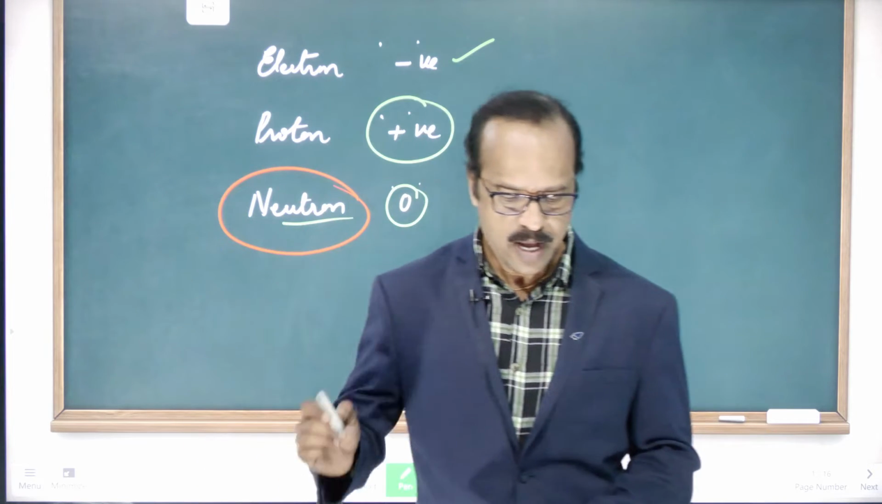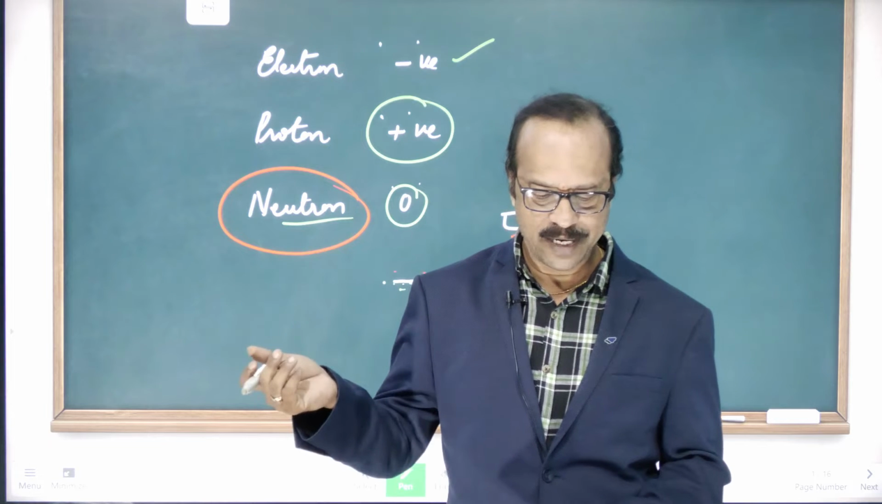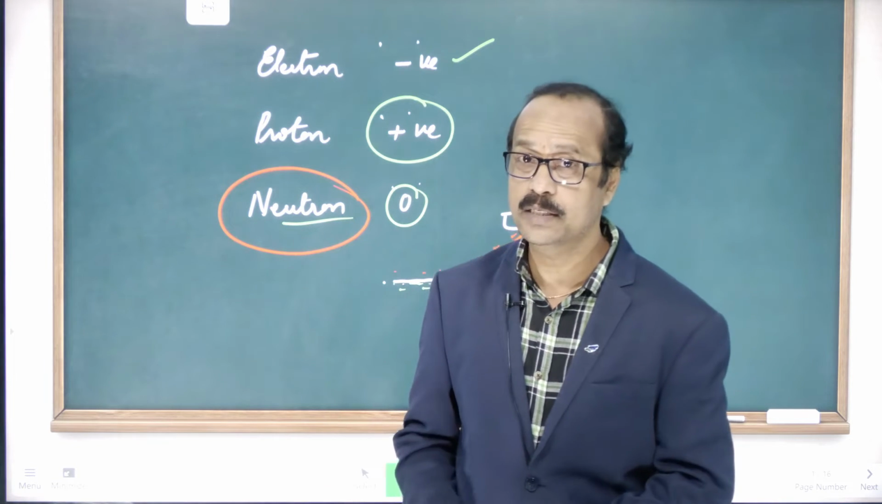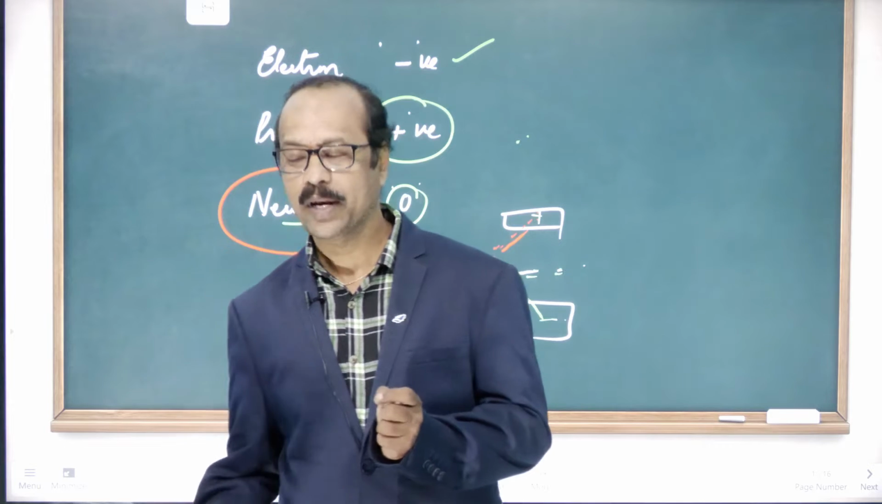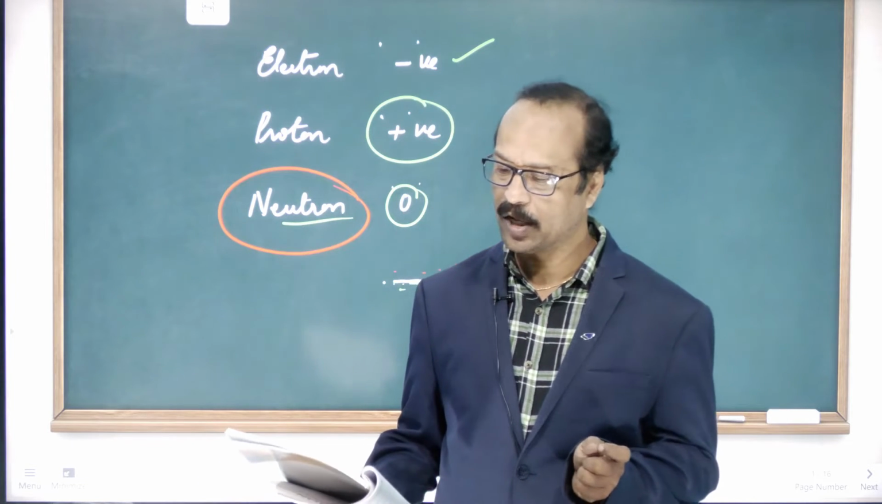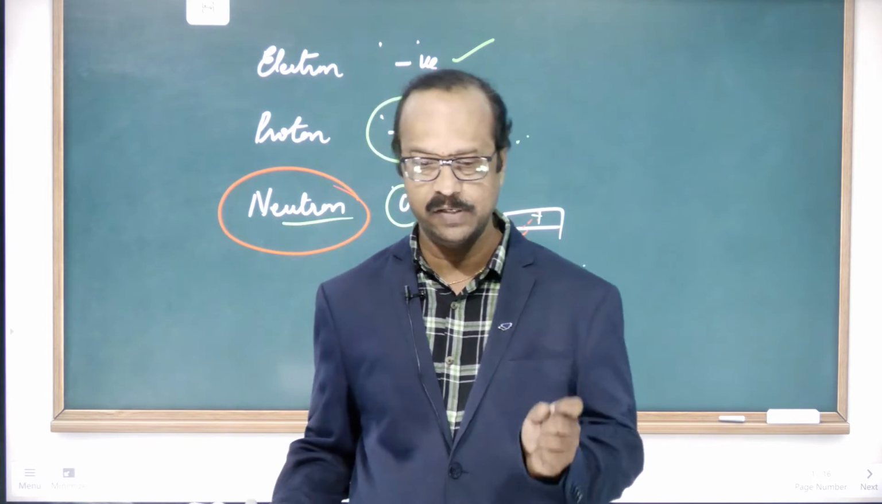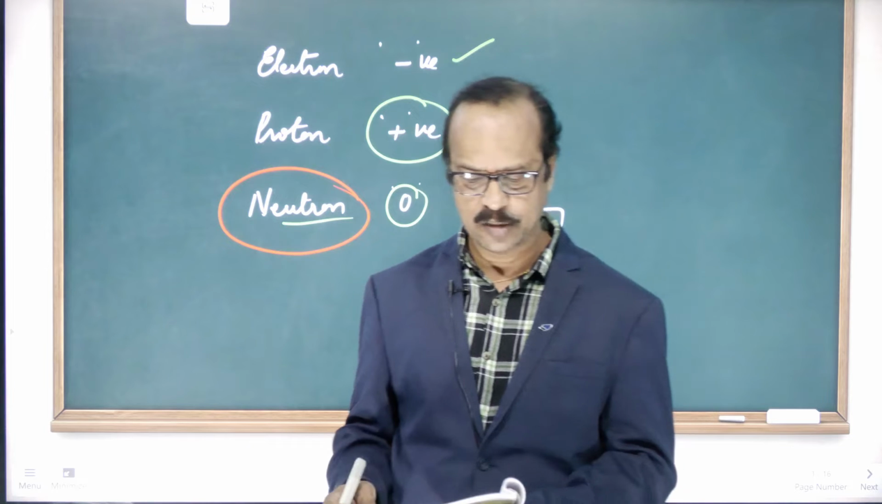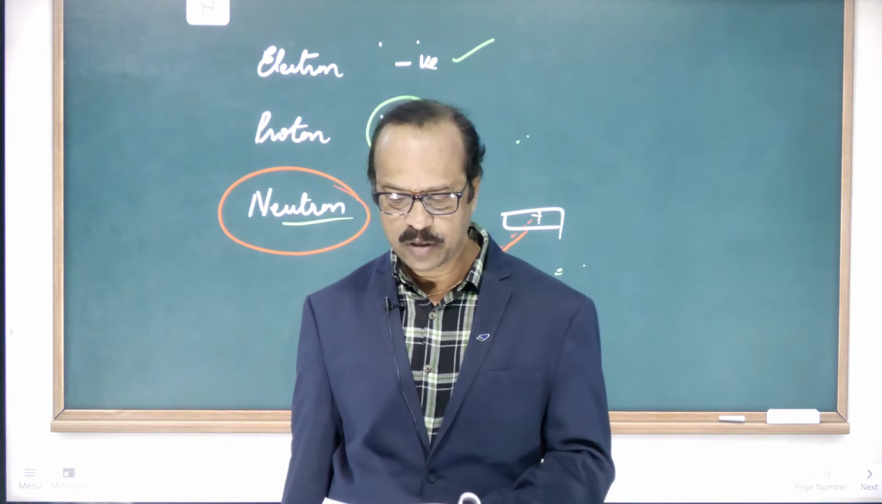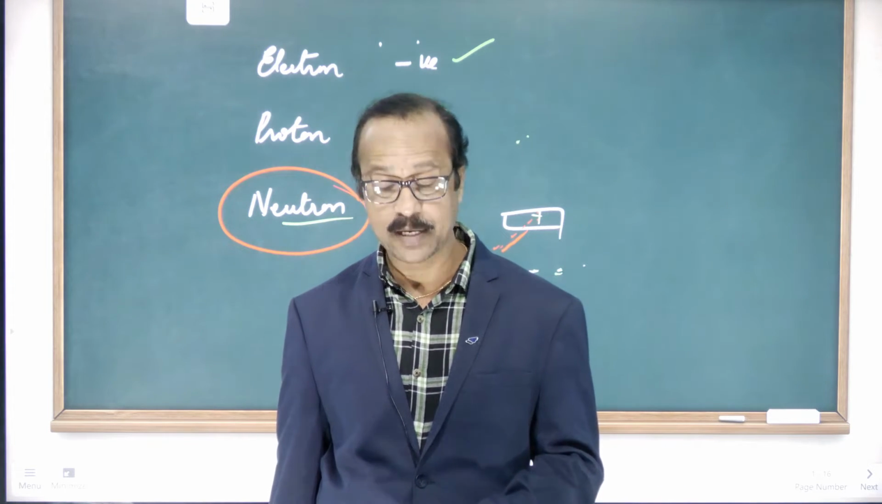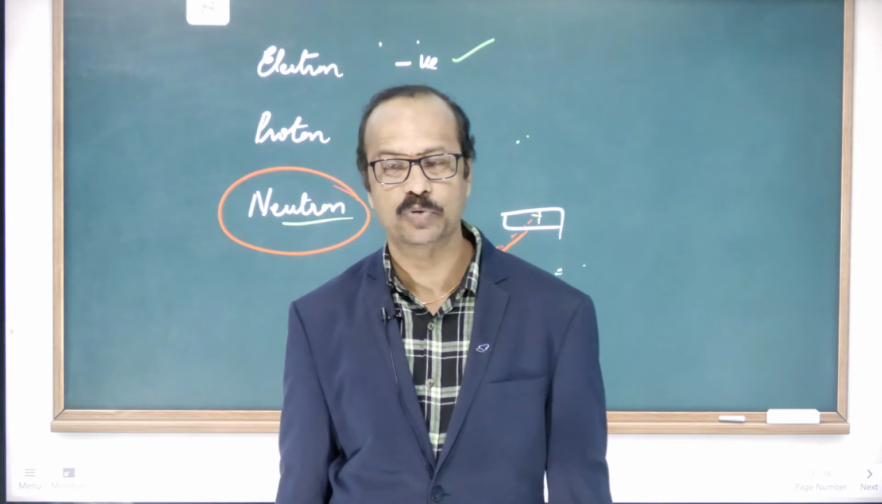Next question. The absolute mass of electron in kilogram is, just now we discussed, 9.1 into 10 to the power of minus 31 kgs. So this is a direct question, nothing to discuss. The answer is 4.